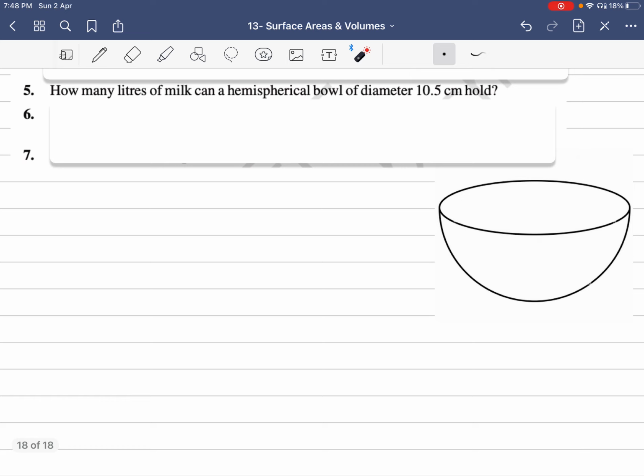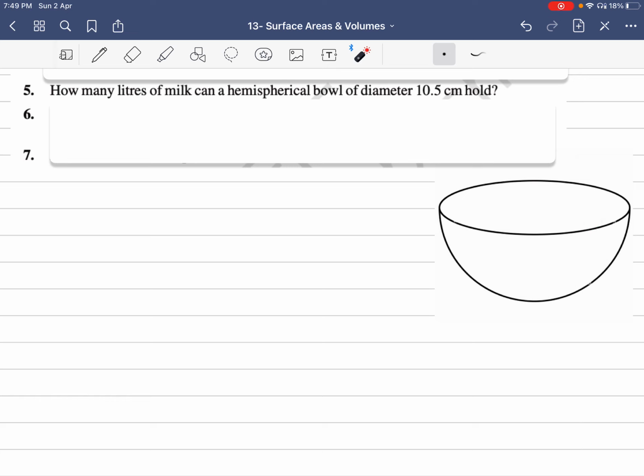Let's read question number 5. How many liters of milk can a hemispherical bowl of diameter 10.5 centimeter hold? We have to calculate the total amount of milk that a bowl can hold, and the shape of the bowl is a hemisphere. So indirectly we have to calculate the volume of the hemisphere.